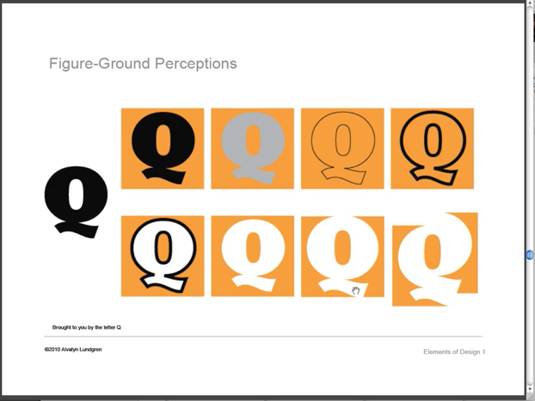When we start manipulating those yellow-orange shapes and moving them around, we lose the Q-ness, and now what here has been negative shape or negative space becomes positive shape against a white ground.